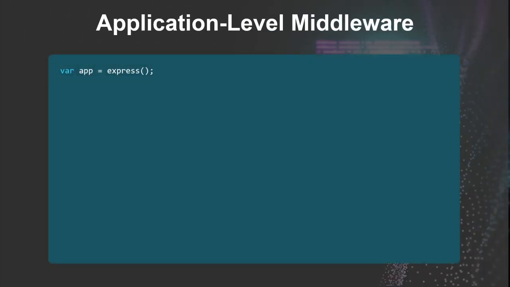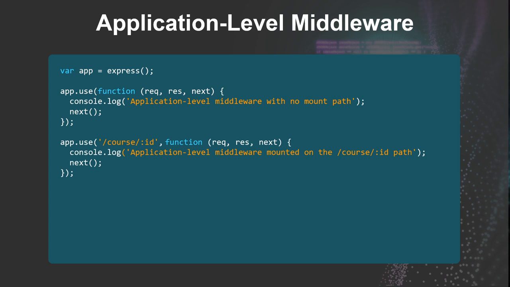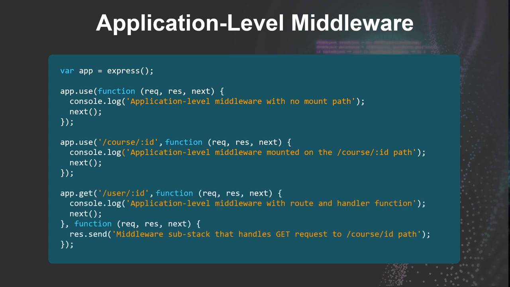So let's take a look at the application level middleware. These are functions that are bound to an instance of the app object by using the app.use and app.method functions, such as get, put, post, and so on. The first example here shows an application level middleware that is not bound to any path, and it will execute for each request. The second example here is mounted on the course/ID path, and it will execute only if the matching path is triggered. And the third one you see here uses the get method and a middleware substack that handles a get request to the course ID path.